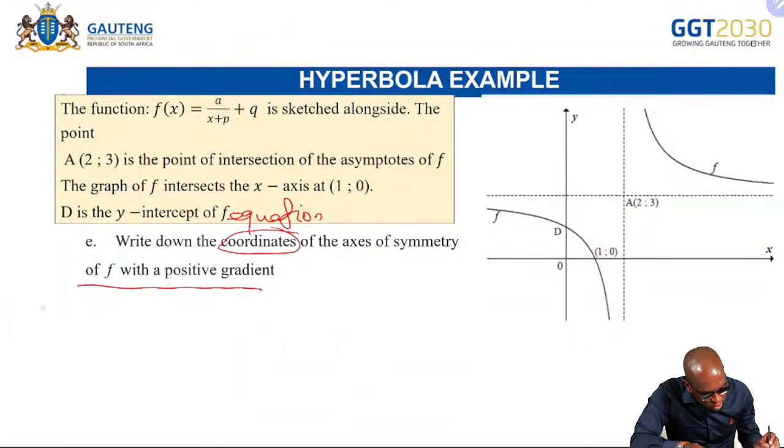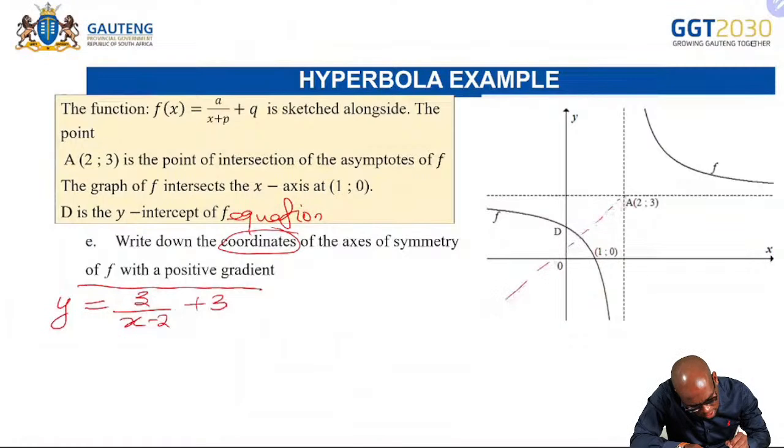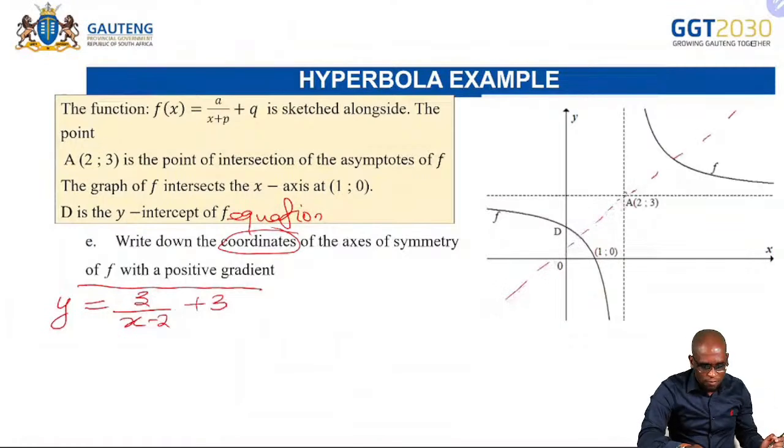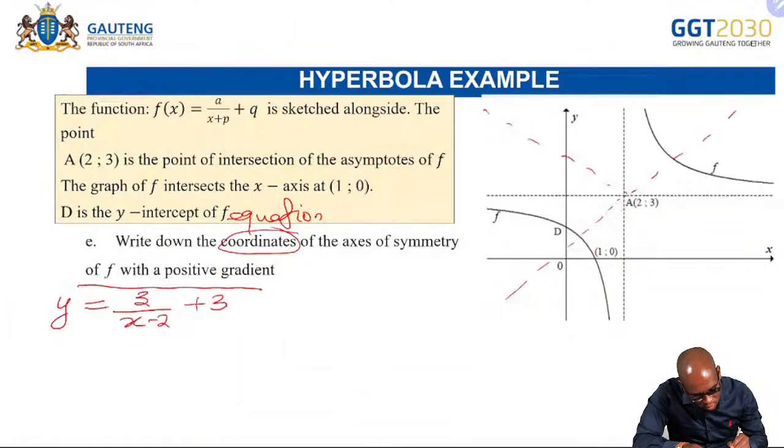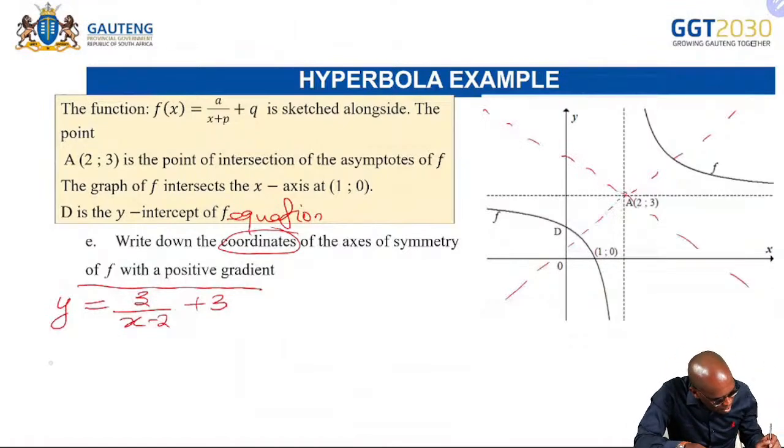Remember, I said we can do it this way. We have the equation y equals 3 over x minus 2 plus 3. To get the one with a positive gradient, it means that we are interested in the one that cuts here and divides the graph into 2. If we wanted the one with a negative gradient, it's this one. It also divides the graph into 2. But if you want the one with a positive gradient like that, we're then going to take this here.